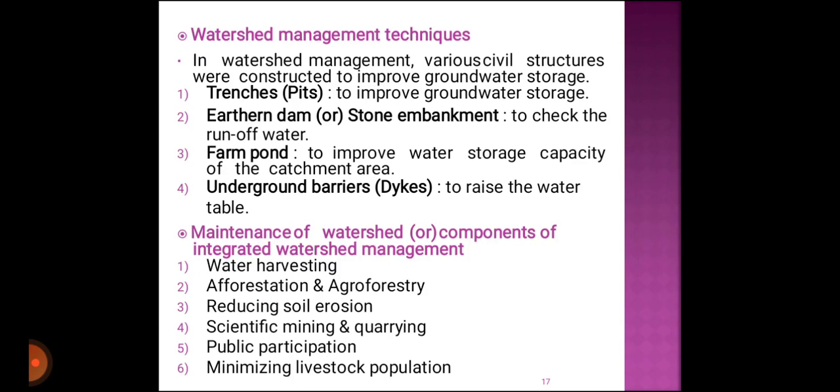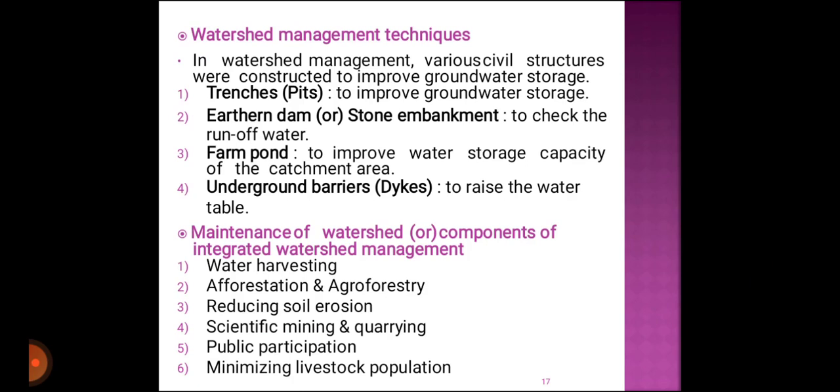Farm pond. Farm pond means to improve water storage capacity of the catchment area. Catchment area means the river areas, water reservoirs like the lake, some of the ponds; these are all the catchment area. That means we have to store the water into the pit or lake during the rainfall. The water flows from the higher region to the lower region through the channels or rivers. Then underground barriers, dikes to raise the water table.